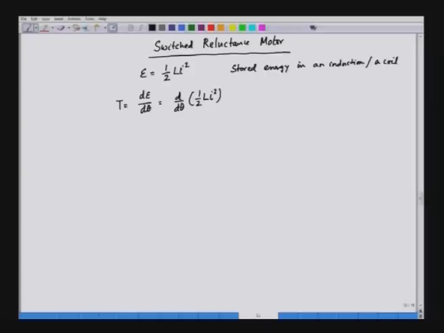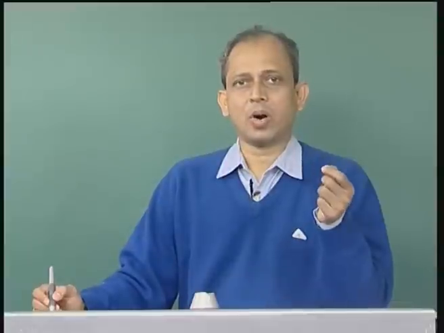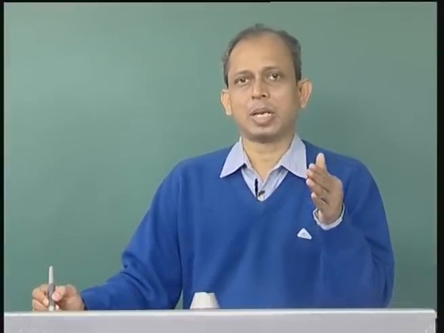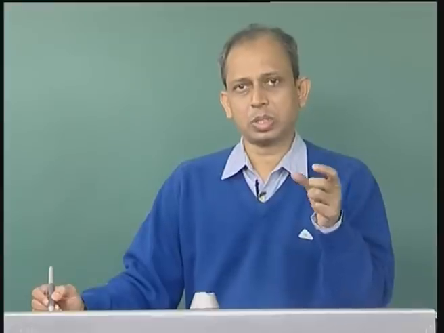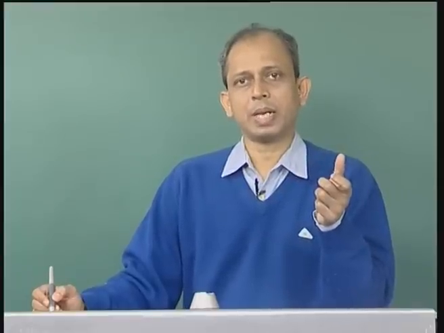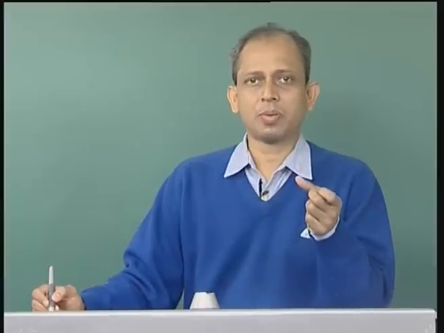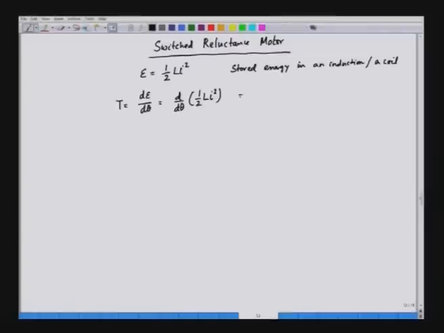Now, usually the current is an independent variable. It is injected by an inverter or a converter. So, I in this case is not dependent upon theta. Theta is the position of the rotor. In that case, I can be taken out of the derivative because it is not a function of theta. So, it is half I square into dL by d theta.